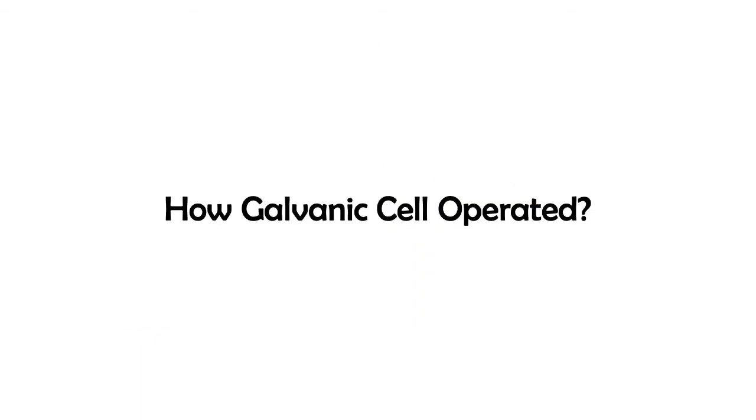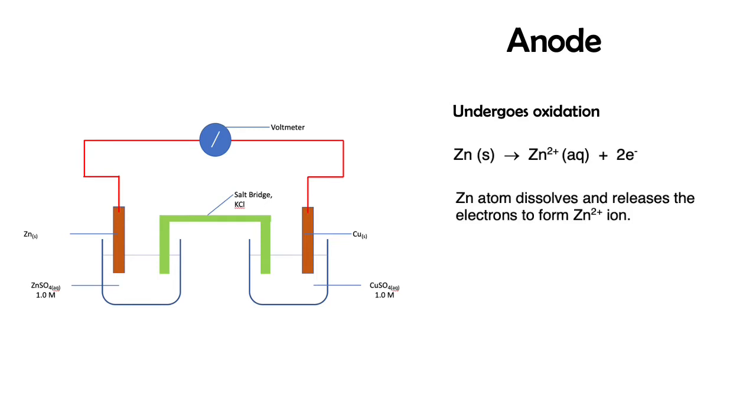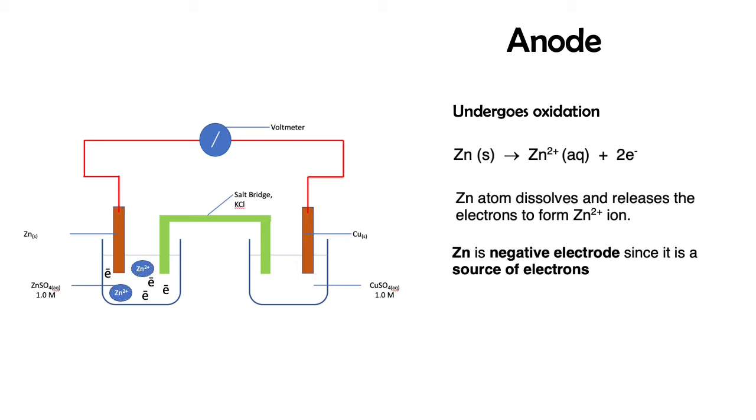Now, how does the galvanic cell operate? At the anode, it will undergo oxidation. So zinc solid will be oxidized to produce zinc ion and 2 electrons. What actually happens is that the zinc atoms at the solid electrode will dissolve and release electrons to form zinc ions. And zinc will become the negative electrode since it is the source of electrons.